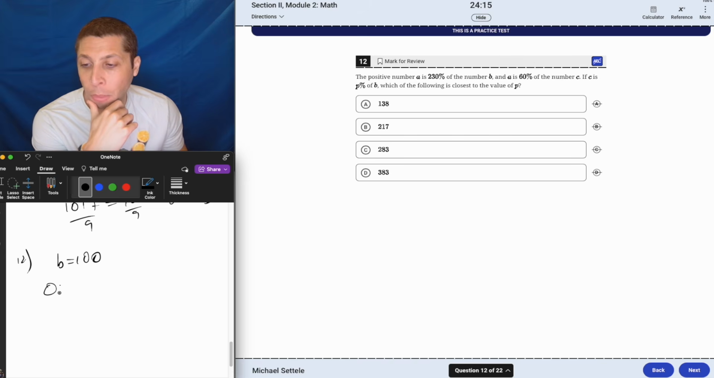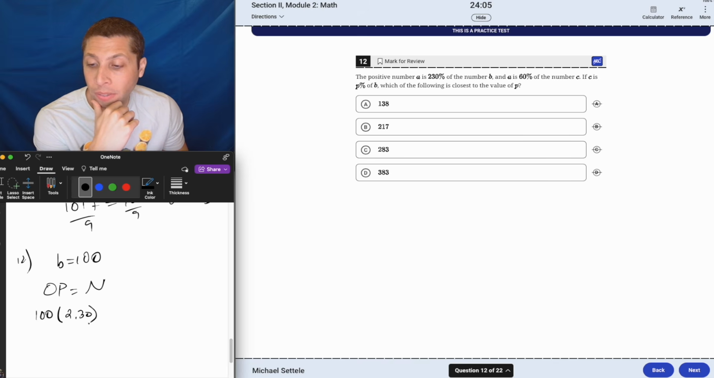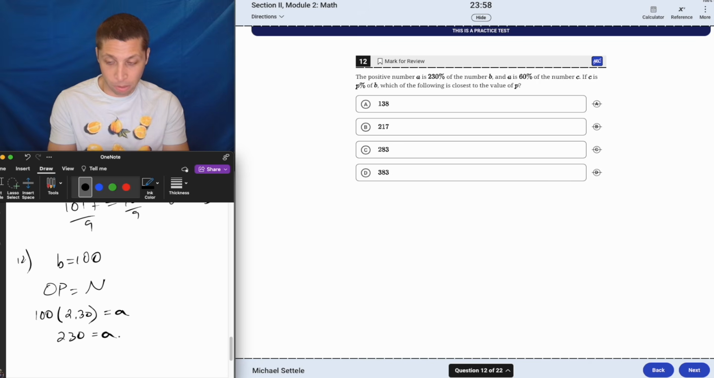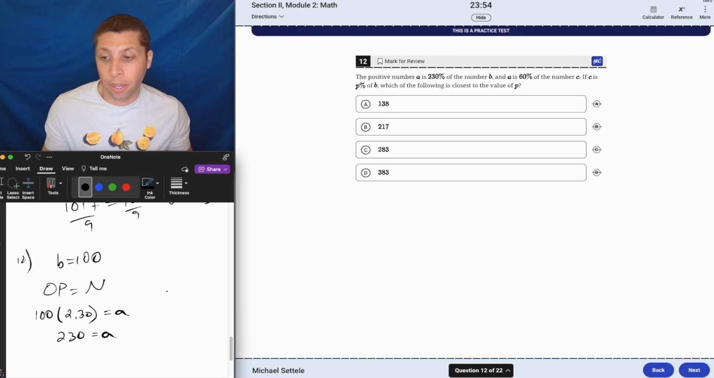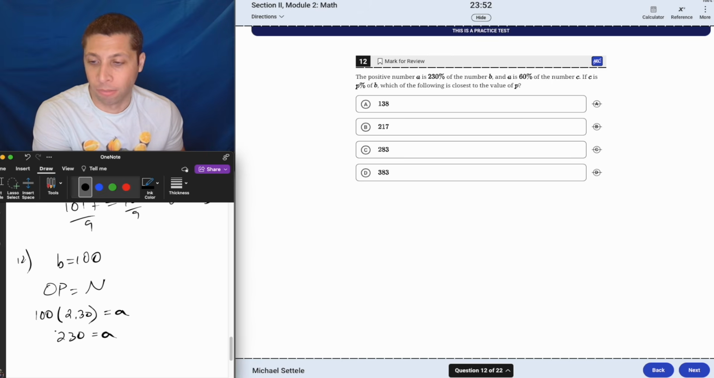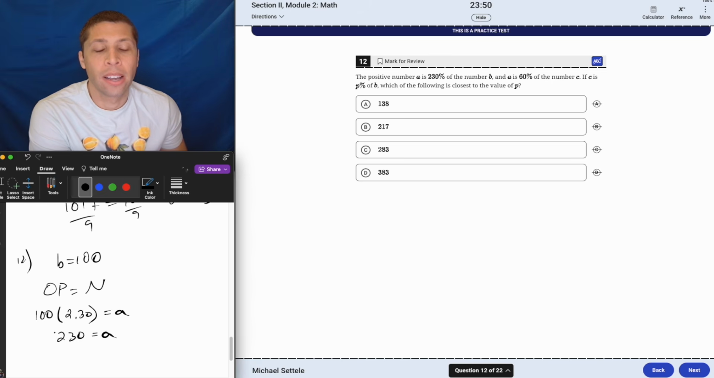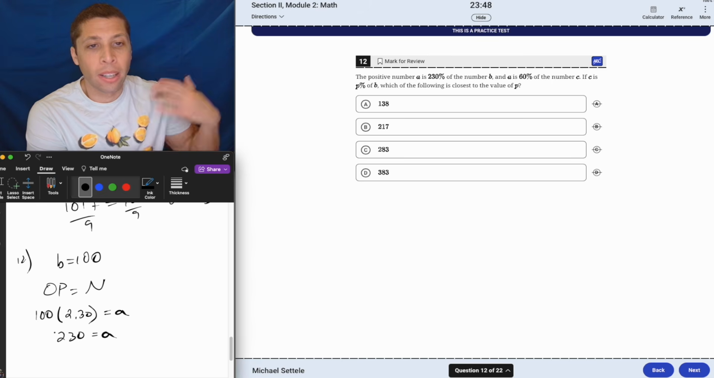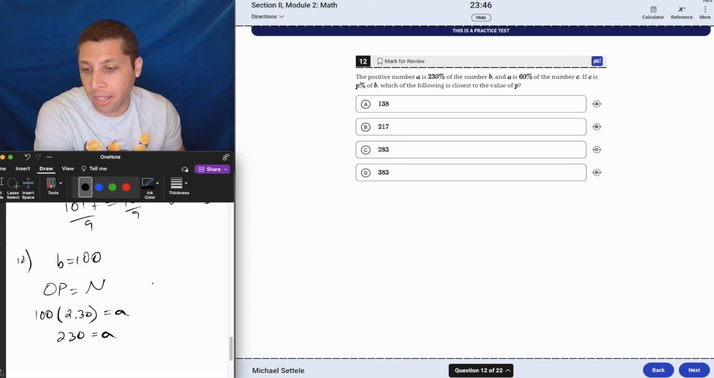So the positive number A is 230% of the number B. So let's use the regular open formula because it's the of. So A of, it's telling me the original, so that's 100 because that's B. And then the percent is 230%, right? That is a decimal, and that's the value of A. So 2.3 times 100, 230. So A is 230. Because if it said A is 70% of 100, then we would just say A is 70. So that makes sense. Okay.